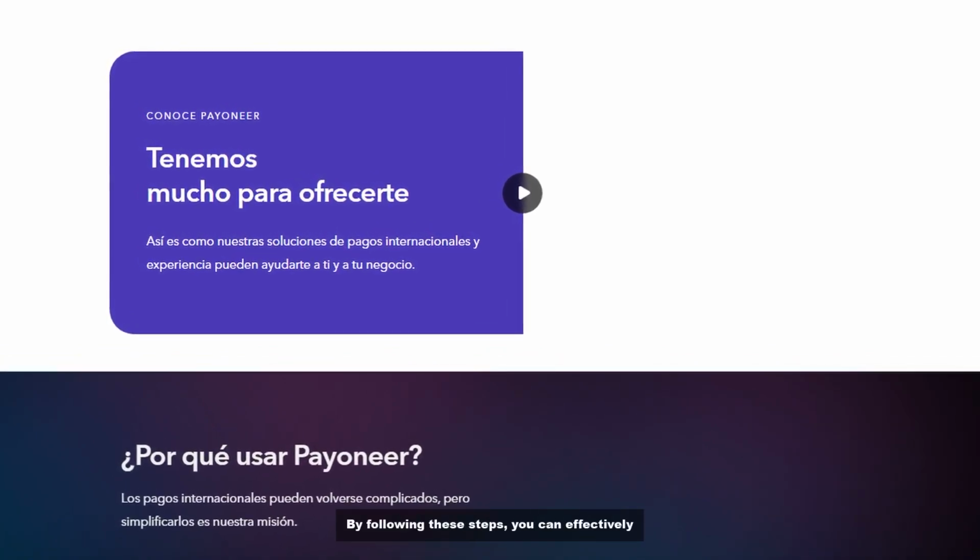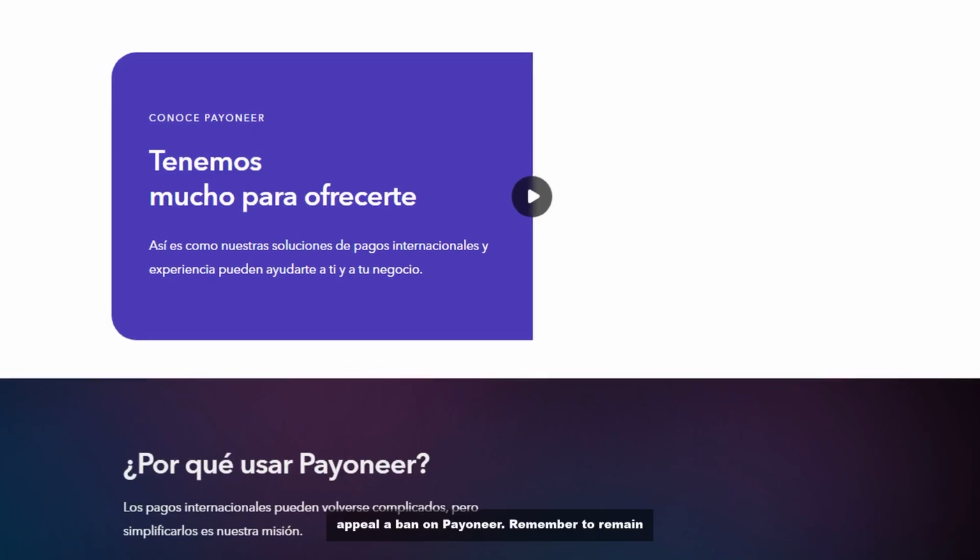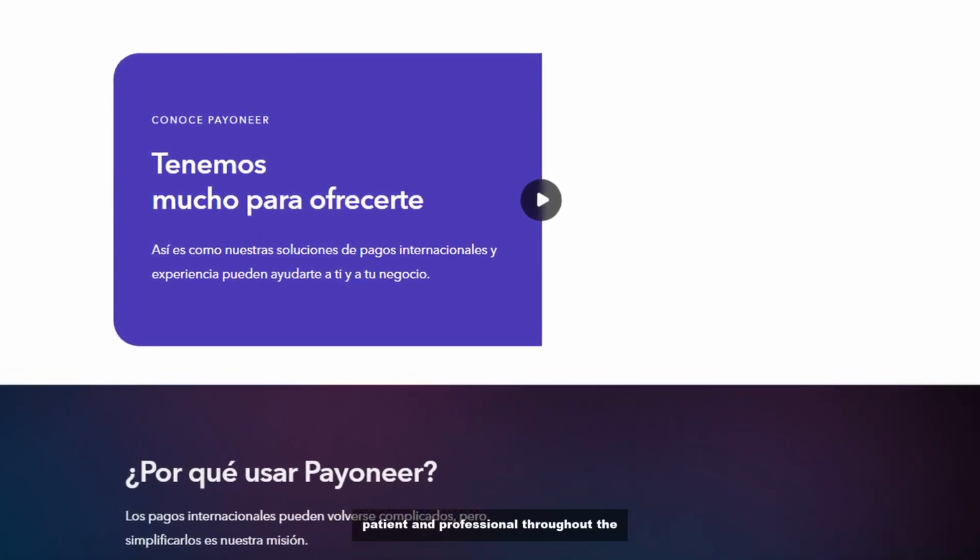By following these steps, you can effectively appeal a ban on Payoneer. Remember to remain patient and professional throughout the process.